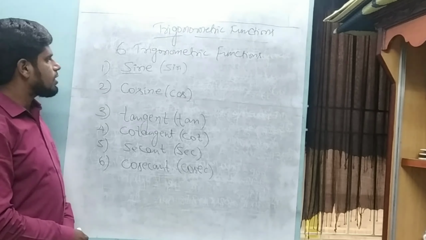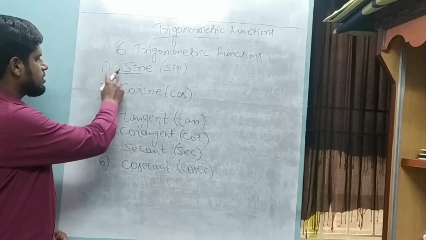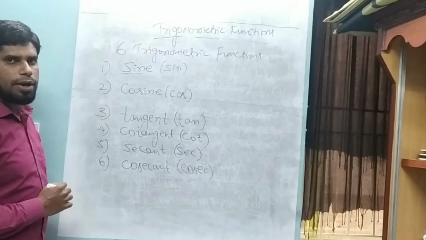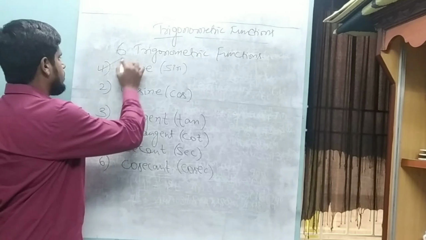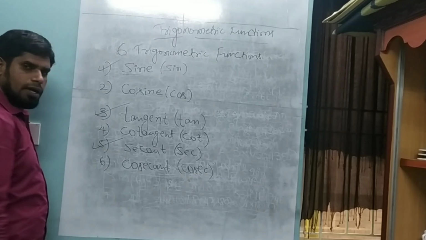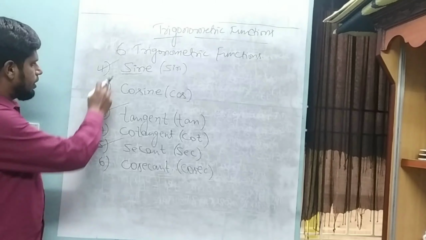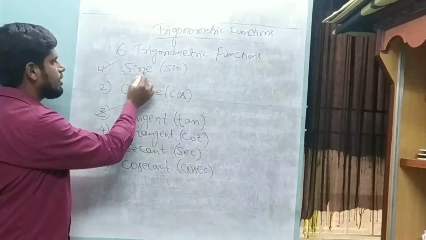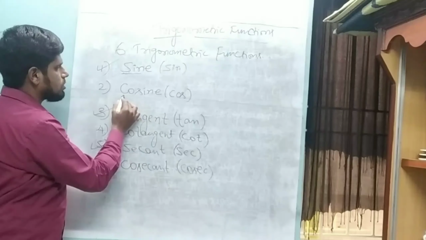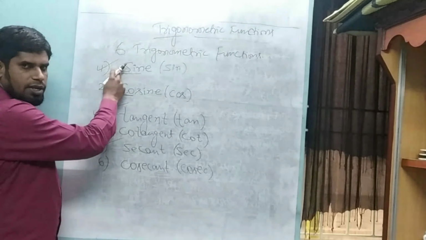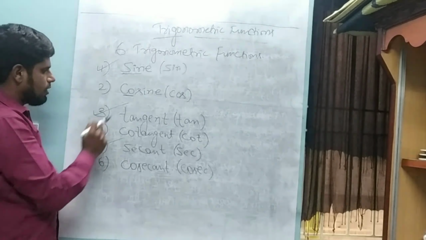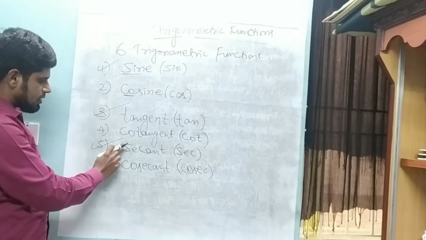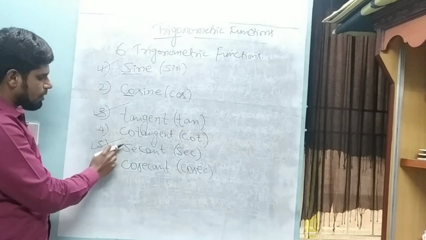So students, these are the 6 trigonometric functions. And in these 6 trigonometric functions, 3 functions are ratios and 3 are co-ratios. So here, sine, tangent, secant are the ratios, and the other 3 are co of those ratios. Example, sine is a ratio. What is the co of sine? Cosine. If I write co before sine, it becomes cosine. For tan, if I write co before tan, it becomes cotangent. Like that for secant, if I write co before secant, it becomes cosecant.